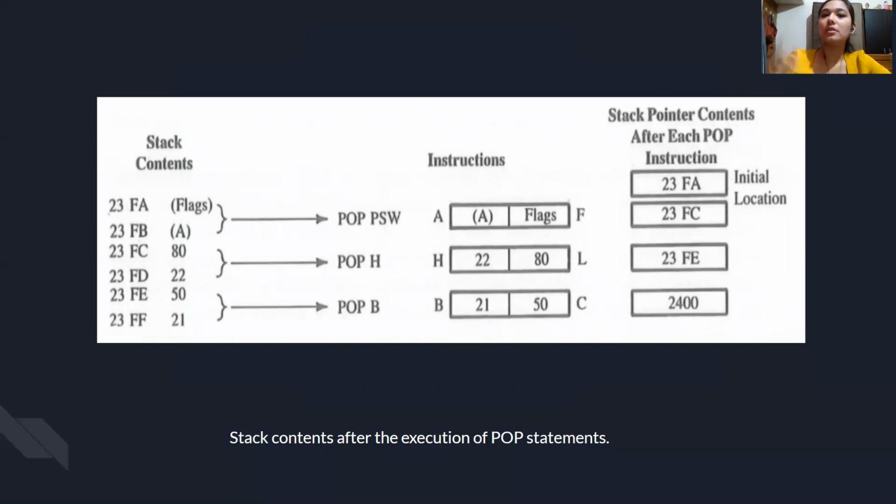Similarly, for pop H, the data retrieved would first be pushed back to L, then H. And for pop D, the data is pushed first to the E register and then to D. The stack pointer will return to the position to which it was initialized, which is 2400H. So this was all about the stack pointer, the flag register, the accumulator and the registers, that is, the programming model of the 8085.